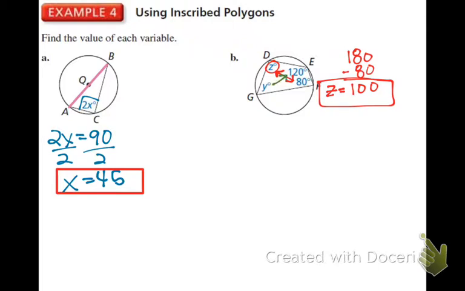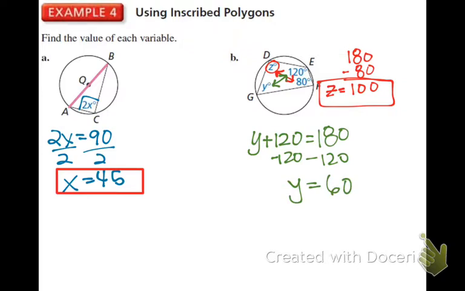The next one, y and 120 would be 60. Here's the other way to look at it. These two have to add up and equal 180. The reason I write it like this, it's not always going to be a one variable. It might say 2y or 3z minus 1 or something like that. Subtract from 180, y equals 60.